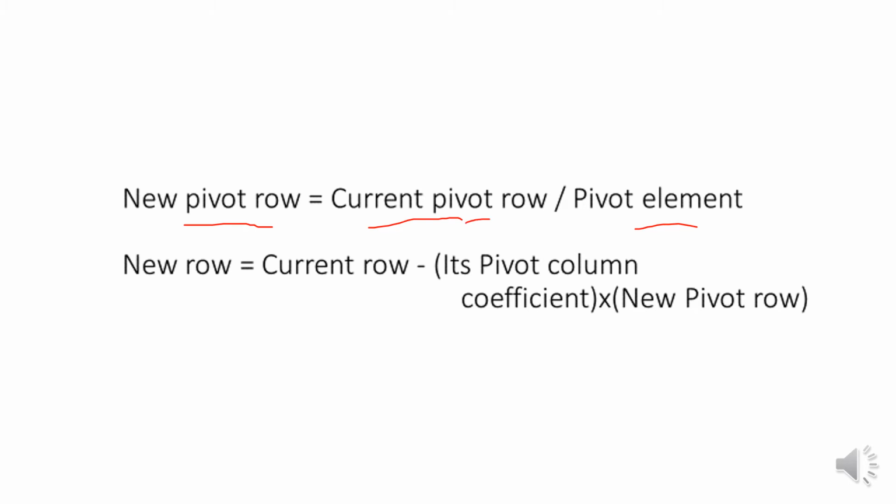And for the other rows, that is Z, S2, S3, we will be using this formula. New row will be current row minus its pivot column coefficient into new pivot row. So by using these formulas, we will be getting the new table.